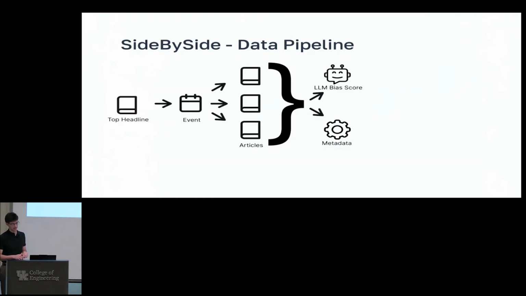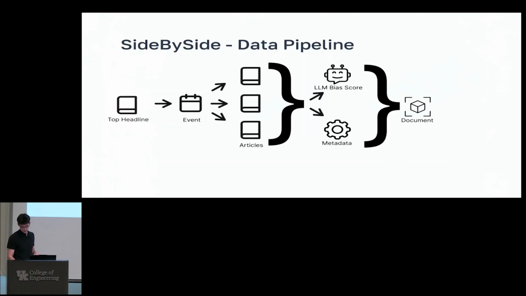I'm also taking some metadata about each of the articles, like the event ID, the publisher, and the release date. Those are put together into one big JSON document, and then they are stored into a vector database.